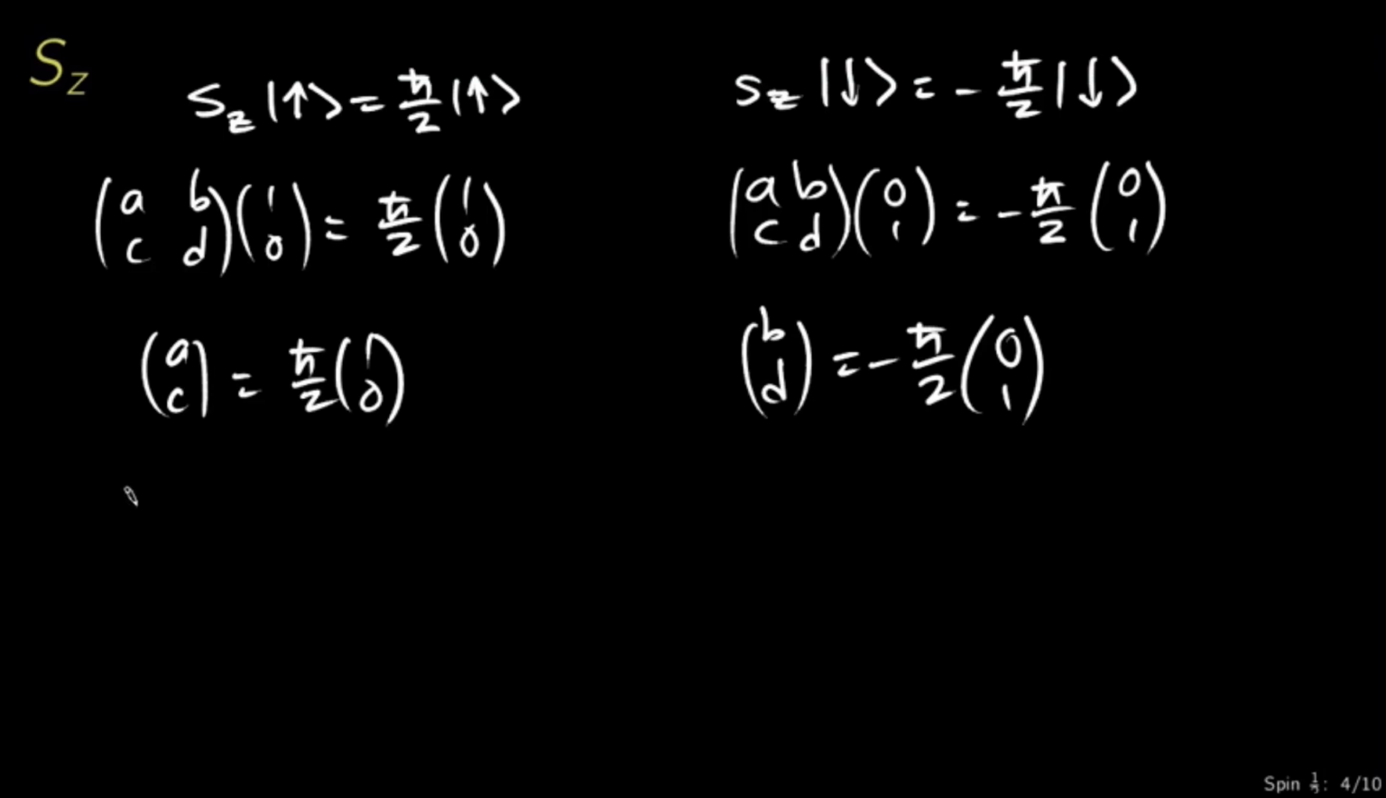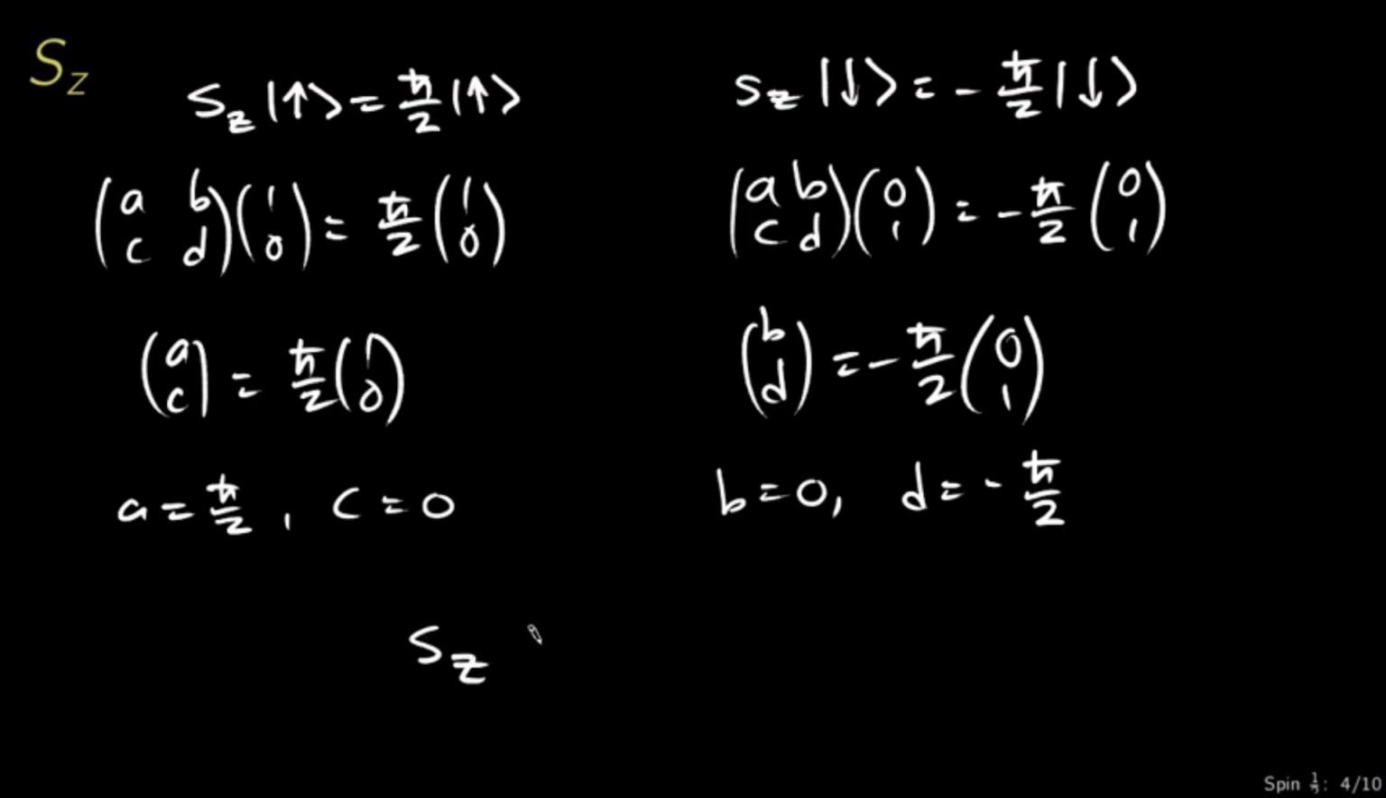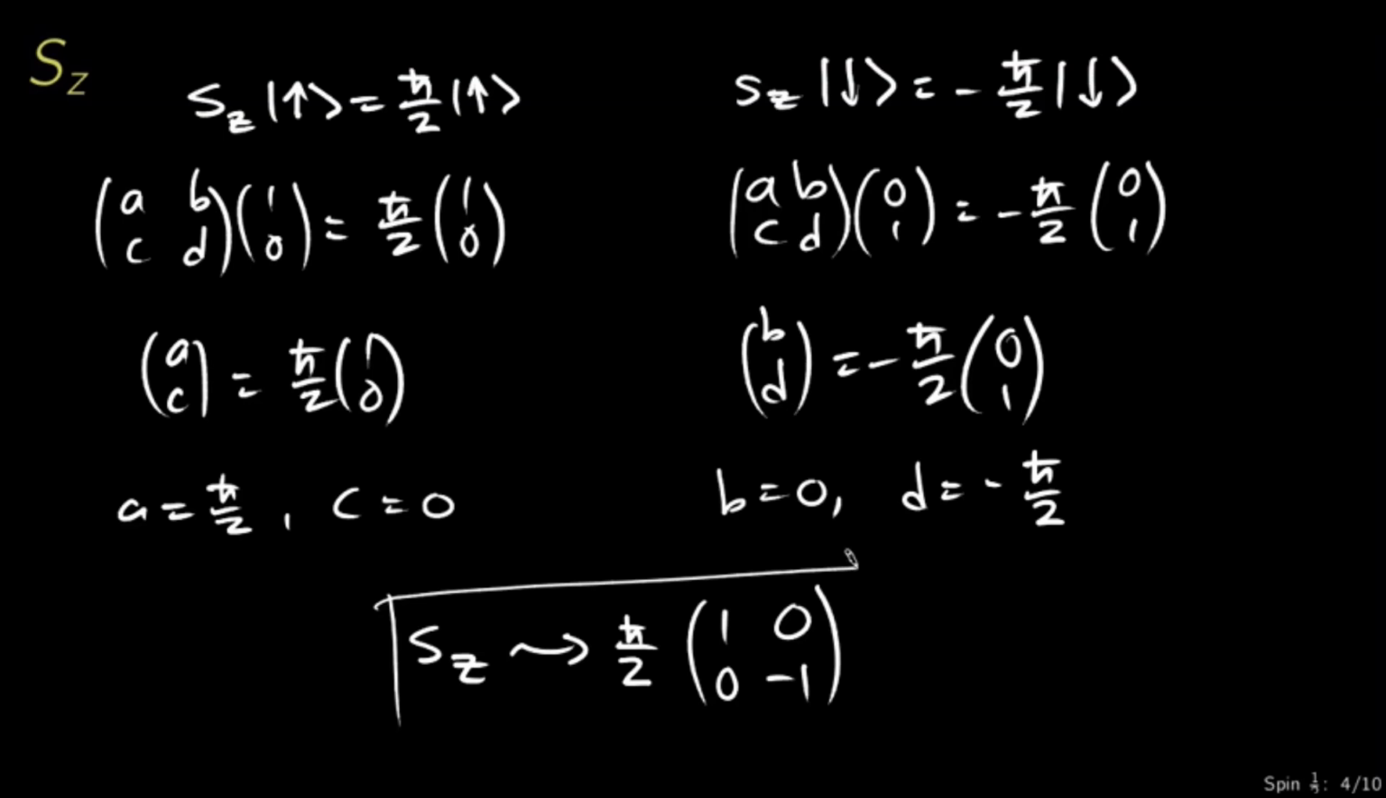Same sort of results. Fine. You find the same sort of results. A is h bar over 2, C is 0, B is 0, and D is minus h bar over 2. Which means we can write down our matrix expression for s sub z in this basis as simply h bar over 2 times 1, 0, 0, minus 1 for A, B, C, and D. So this is our expression for s sub z.